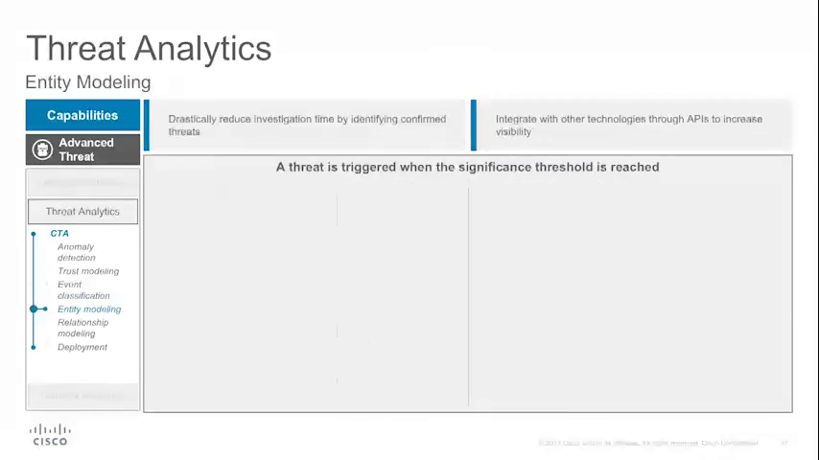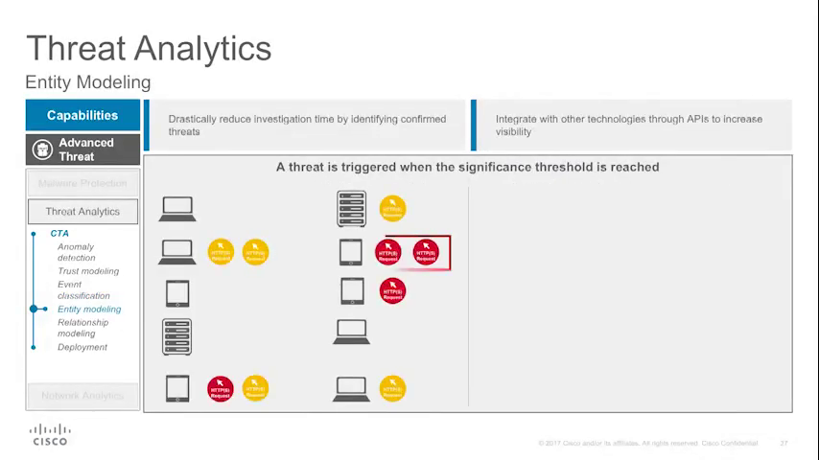If the amount of evidence supporting the malicious hypothesis about a specific entity exceeds the significance threshold, a threat is created. The classified events that contributed to the threat creation are linked to that threat and become part of a long-term, discrete model of the entity.